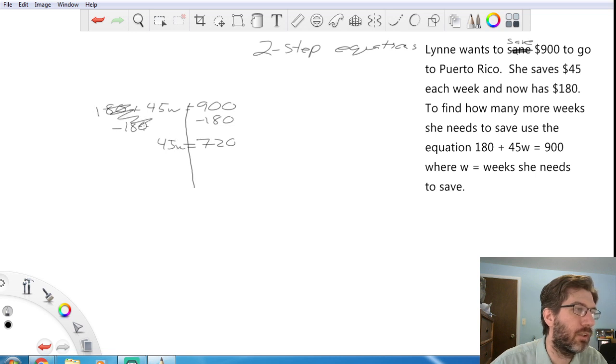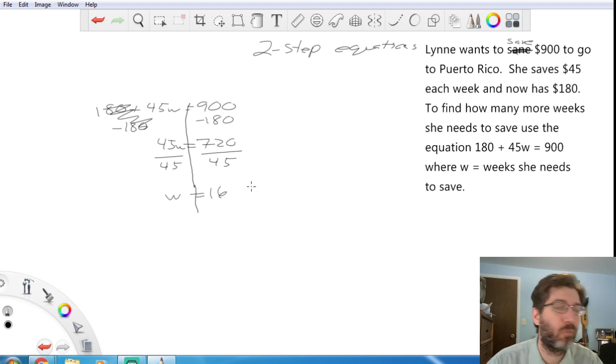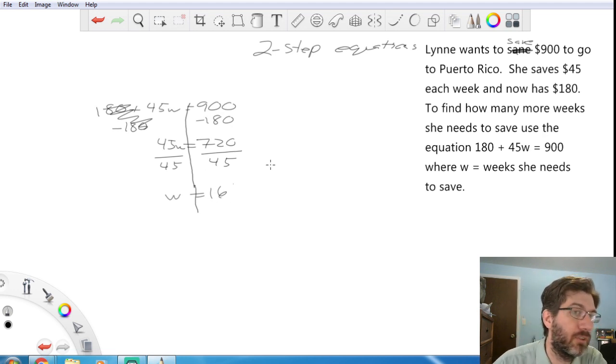And again, this is going to cancel. And then you just divide each side by 45, 720 divided by 45. I want to say it was like 8, but I'm not sure. 16. W equals 16. So it's going to take her 16 more weeks. So just for context of the problem, 16 more weeks.